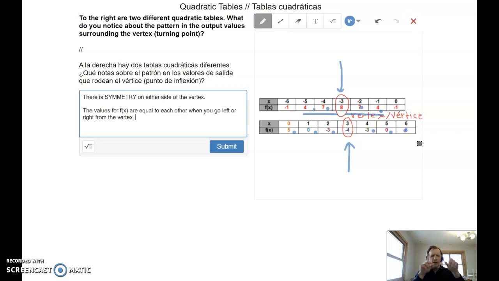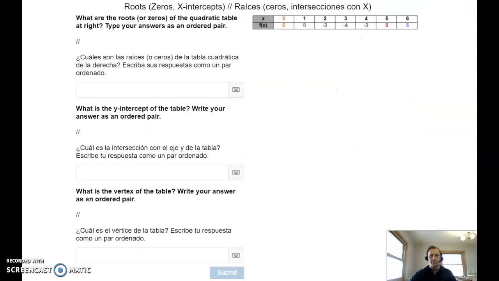So if you can imagine graphing these, right, you have that vertex point, and then on either side it's going to be the same output for what our input is, right? 2 and 4 give us the same output, 1 and 5 give us the same output, and 0 and 6 give us the same output. And so this is why there's symmetry on either side of the vertex.